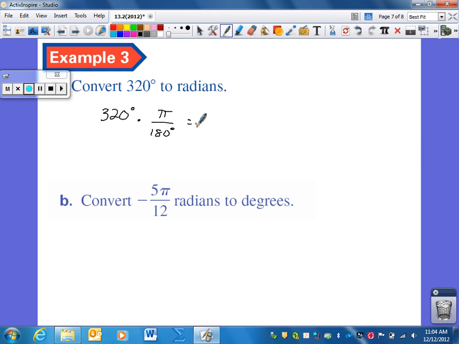First thing you should be able to recognize is they both end in 0, so you can just cross them off. You can divide both by 10 right away. So I have 32 pi over 18. What's 32 and 18 both divisible by? 2. So I have 16 pi over 9. Is there any other numbers that divide? Nope. So you're done. 16 pi over 9. That's the same thing as 320 degrees.